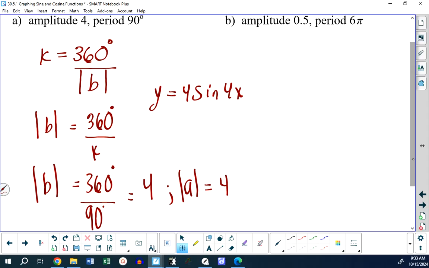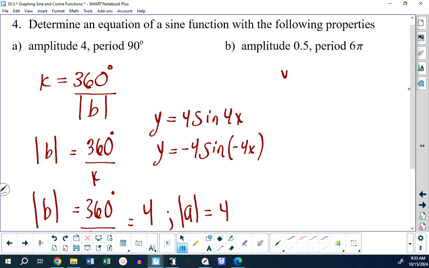That's an answer. We would want to put brackets around the negative 4x. 4 sine negative 4x would be an answer. It doesn't matter about the negatives. This one, y equals 0.5 sine. B is the regular period divided by the period. It's 1/3.